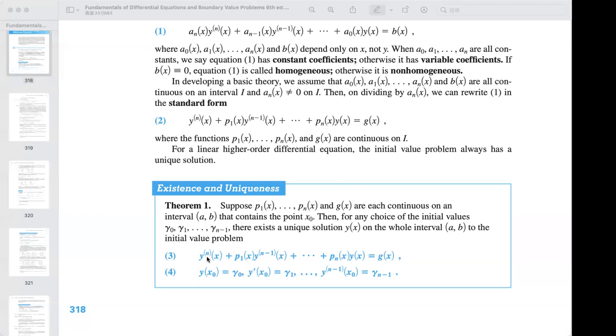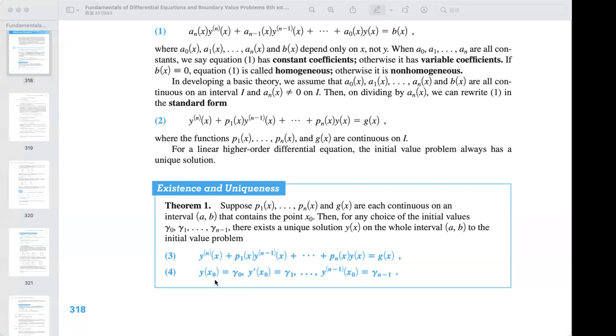So we need to integrate n times to find the solution y. When you're doing the integration n times, it will generate n integration constants. How can you determine n integration constants? You need to have n equations for that. That means you need to have n initial conditions for that.